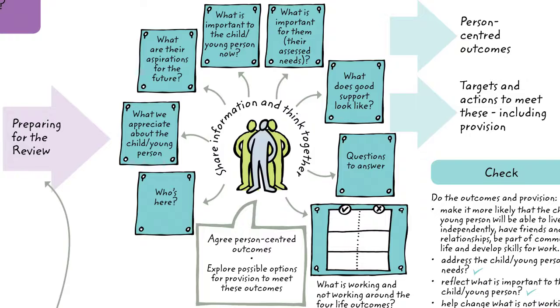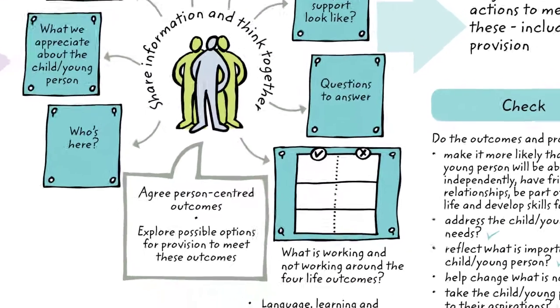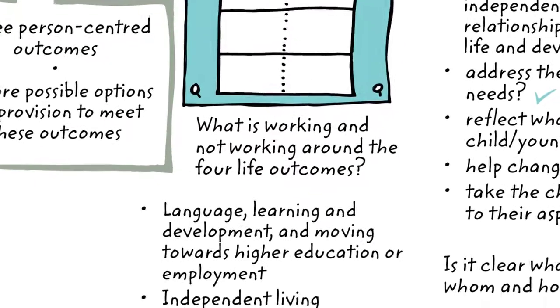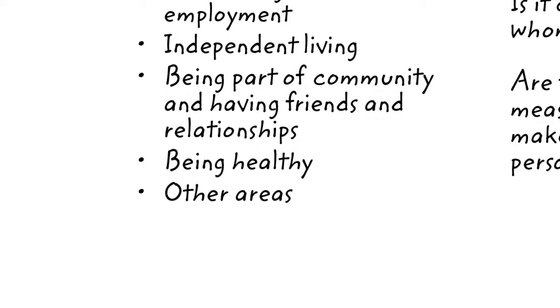To develop person-centred outcomes, we start with aspirations. We look at where the child or young person wants to be in a year's time and in 5 years' time, and then think about what's working and not working from different perspectives around the 4 outcome areas. The 4 outcome areas are language, learning and development, or moving to higher education and employment, independent living, being part of the community and having friends, and being healthy.